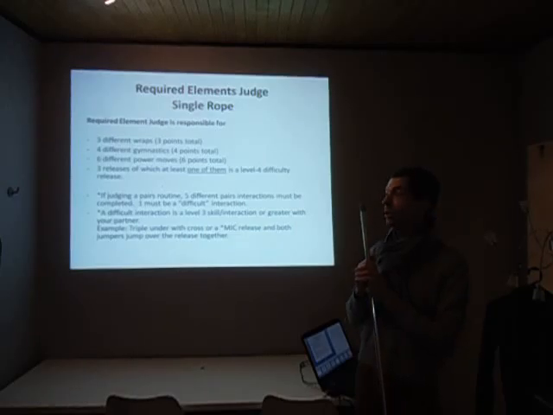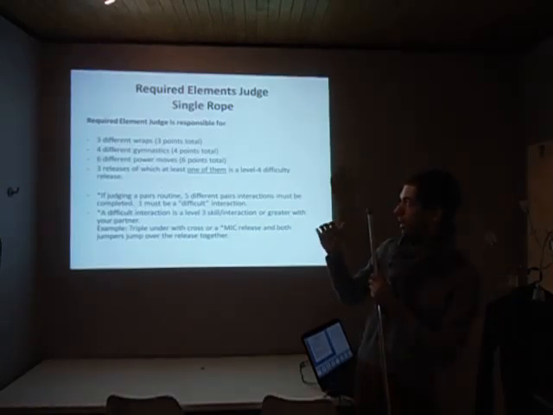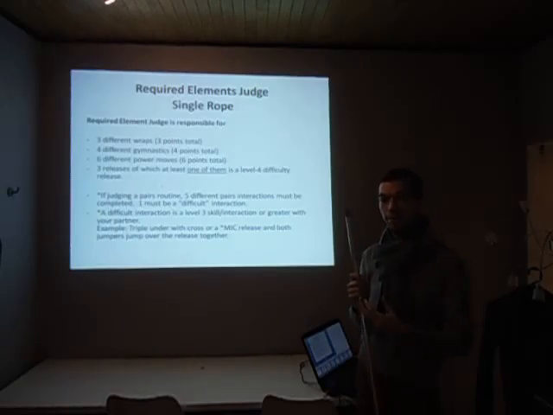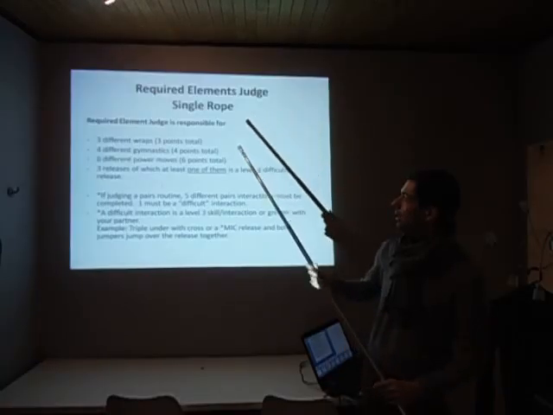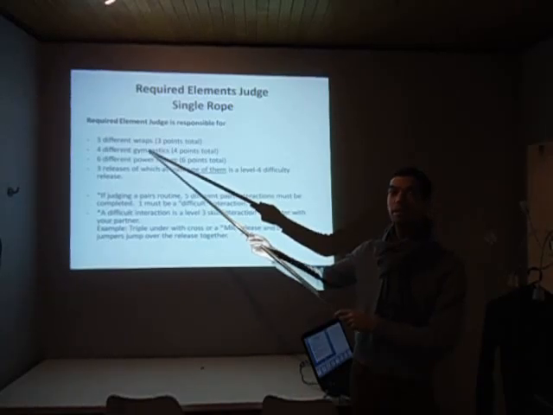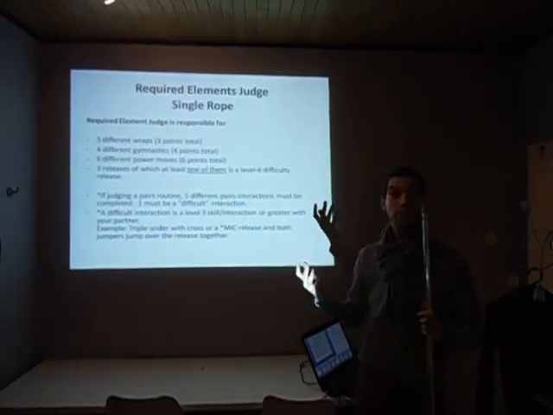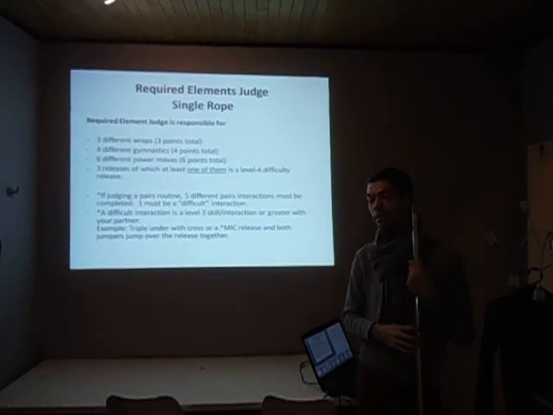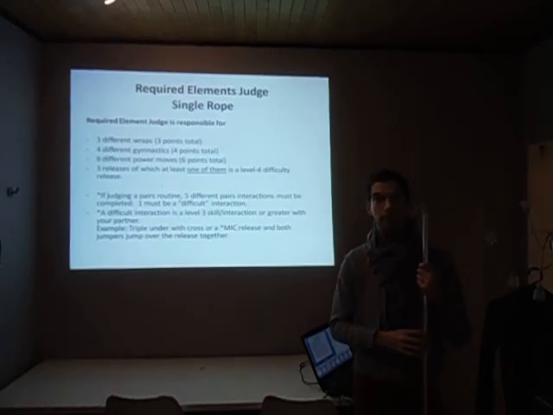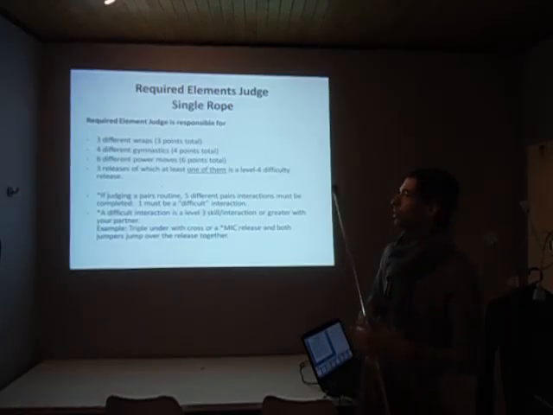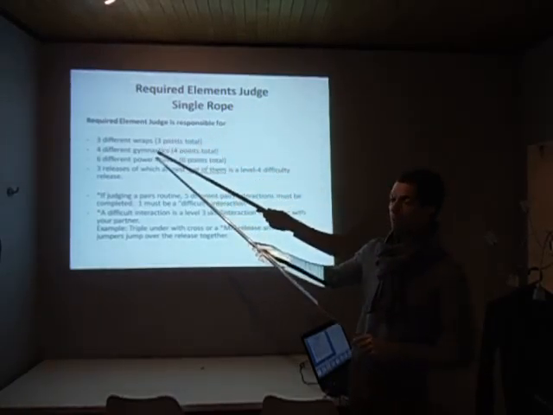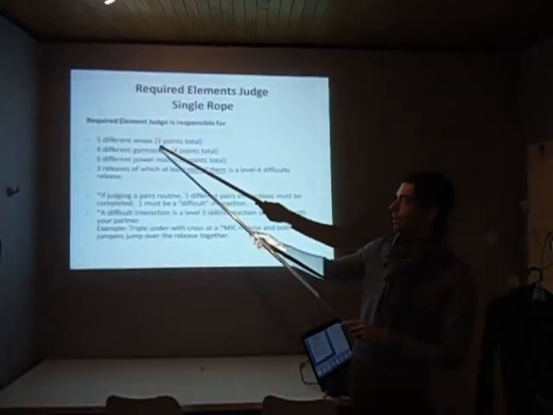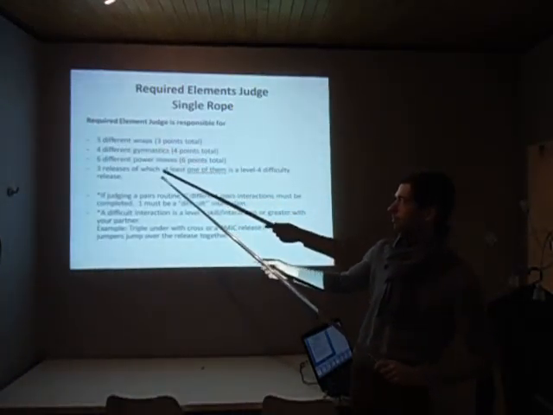So this judge, the required element judge, who judges just the reps, the gymnastics, the powers, and the releases, every time this judge sees a rep, he writes the letter W. That's all. Every time he sees a gymnastic skill, he will write down on the paper a G for gymnastics. So every time there is a gymnastic skill, it can be a roll, a round-off, a cartwheel, a suicide, a front flip, a back flip, a kip, etc. All of those are gymnastic skills, okay? You will be able to get 3 points if you do the three different reps and 4 points if you do the four different gymnastics.